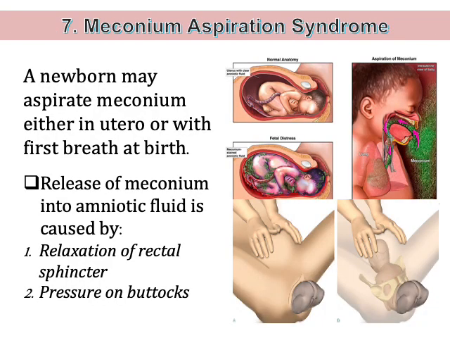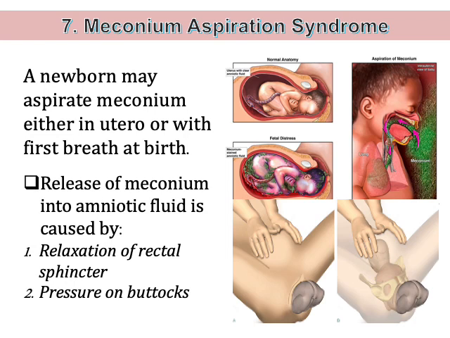Meconium aspiration syndrome occurs when a newborn has aspirated meconium, either in utero or with first breath at birth. Ideally, meconium is present as early as 10 weeks AOG, but it should not be expelled in intrauterine life. However, release of meconium into the amniotic fluid in intrauterine life is caused by, one, relaxation of the rectal sphincter. The cause is any kind of fetal distress.